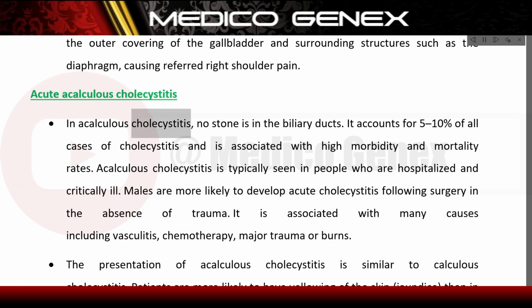Acute acalculous cholecystitis. In acalculous cholecystitis, no stone is in the biliary ducts. It accounts for 5–10% of all cases of cholecystitis and is associated with high morbidity and mortality rates. Acalculous cholecystitis is typically seen in people who are hospitalized and critically ill.